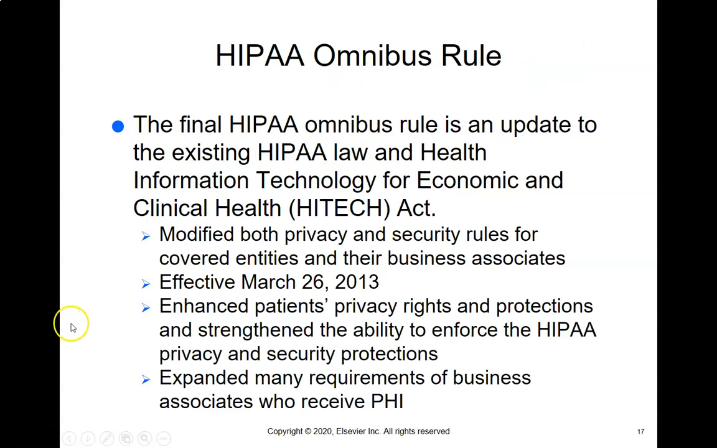HIPAA Omnibus Rule. The final HIPAA Omnibus Rule is an update to the existing HIPAA law and the Health Information Technology for Economic and Clinical Health, the HITECH Act. It modified both privacy and security rules for covered entities and their business associates. It became effective March 26th of 2013.